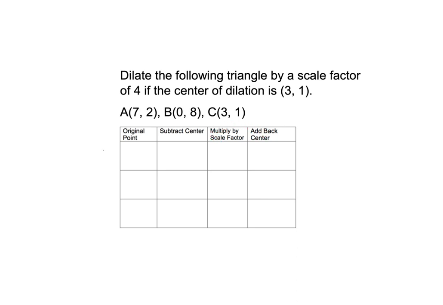So you should have your original points listed here. And then remember, we're subtracting the center point, which is at 3, 1. So you're going to subtract 3 from each of your x's and subtract 1 from each of your y's. Then you're going to multiply your results by 4, and then you are going to add back the center. So press pause on your video, finish that, and when you're ready for the answer again, press play.